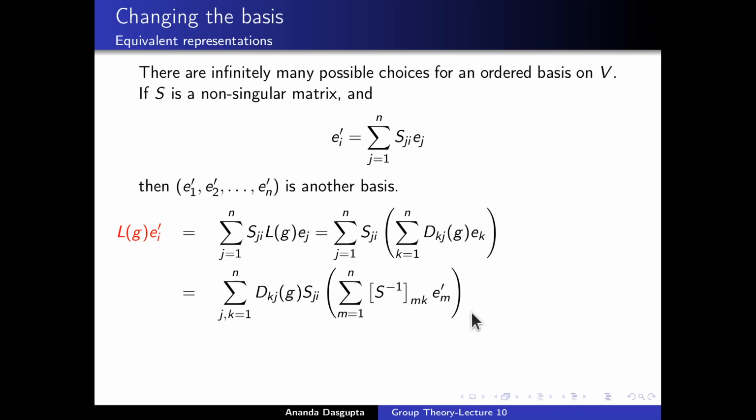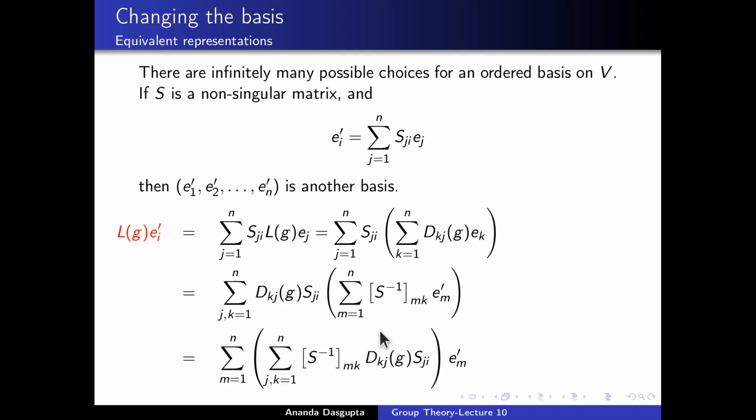And collecting everything together, you can interchange this sum over m and the finite sums over j and k, and this then becomes sum over m going from 1 to n, this whole thing in the bracket, e prime m. So this thing in the bracket, of course, is now the new matrix elements corresponding to LG in the prime basis. This will be the mith element of the new matrix. And that, as you can easily see, is nothing but the mith element of the matrix product S inverse DG S.